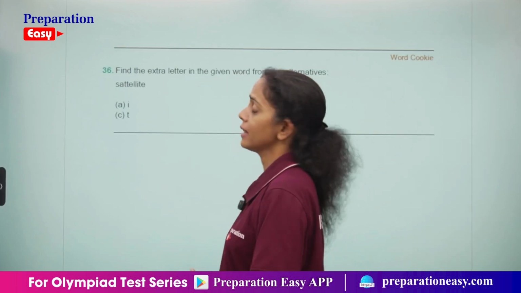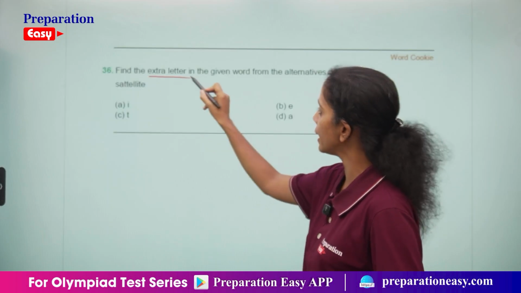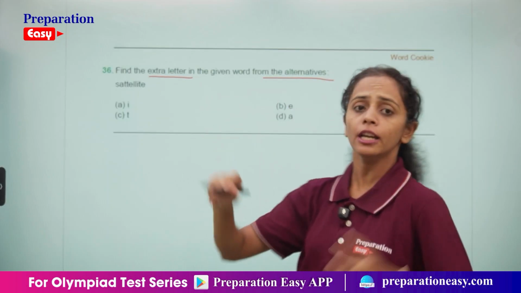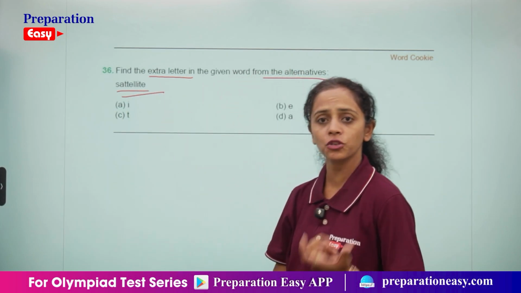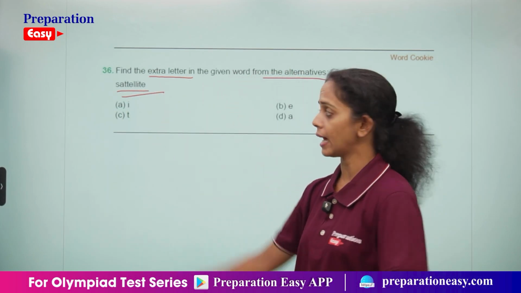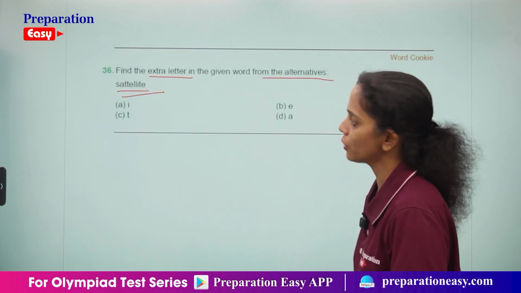The next is, now you have to again find the keyword where you have to find the extra letter in the given alternative. Means you are going to get a spelling where there will be an extra alphabet or an extra letter. And because of that, the word which is given to you will be wrong. Let's find which is the extra letter over here.